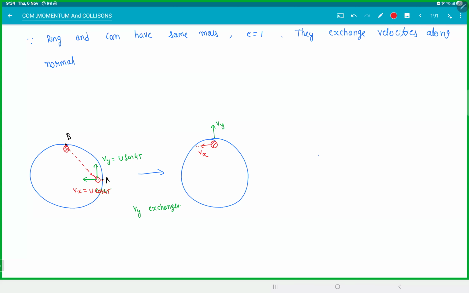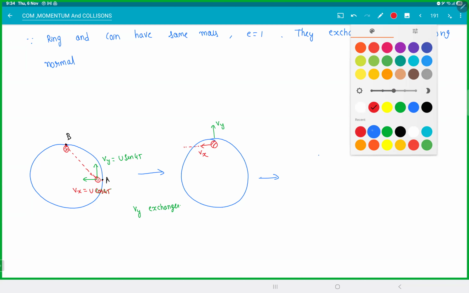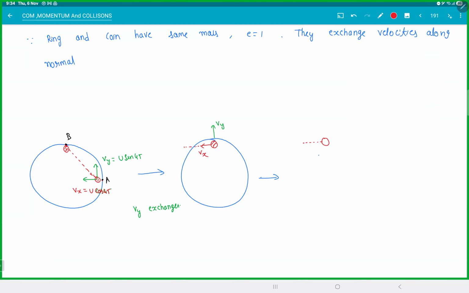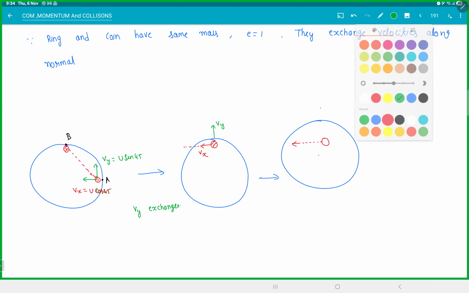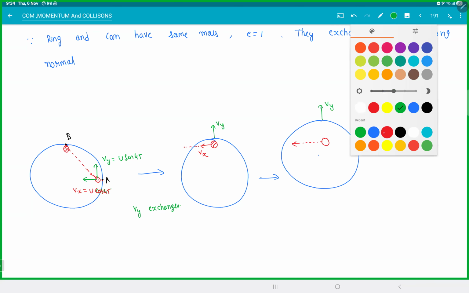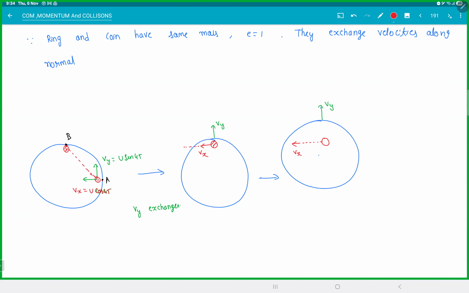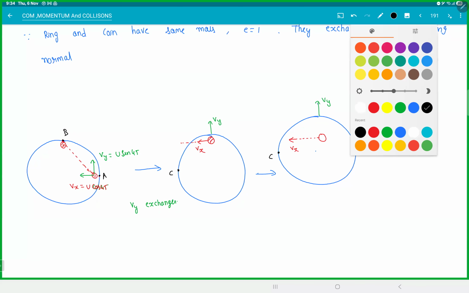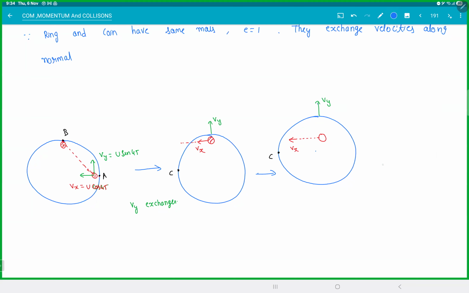Now see what is happening. As the coin is going to the left, the ring starts going up. If you just try to see the motion, this is how it looks. The coin is trying to go this way, and at the same time this ring is going upward with Vy. The coin is going with Vx. It is going towards which point? It is going towards C now. But you're not going towards C actually. You're going straight. The C is coming towards you. And then the collision will happen again.